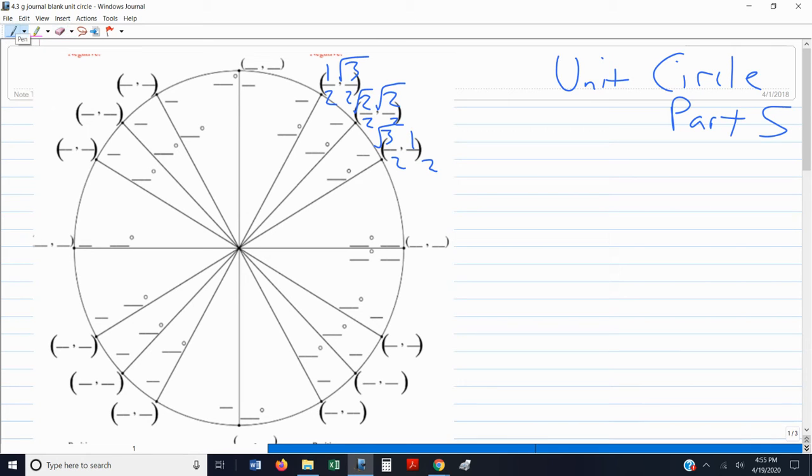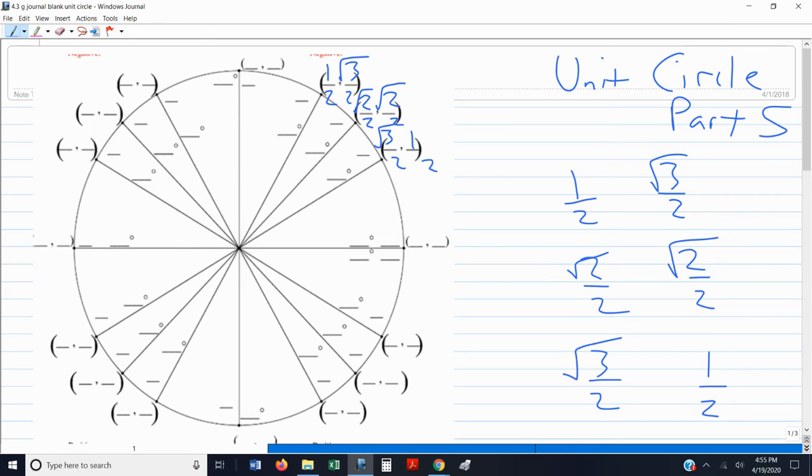I'm going to do that one more time off to the side. 1, 2, 3, 1, 2, 3. Every denominator is 2. Every numerator has a square root, but the square root of 1 is 1. So again, you won't see that written in. And then there's a comma because you have an x and a y. So those are the coordinates of the unit circle.